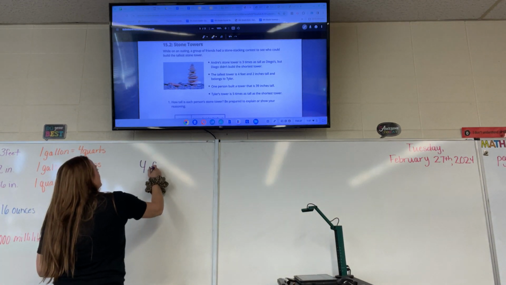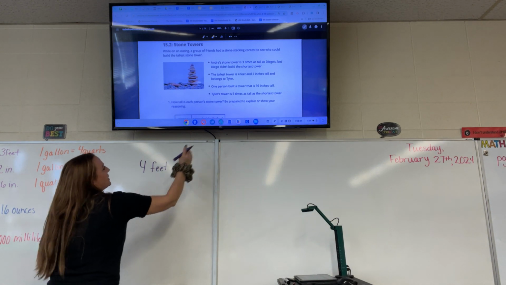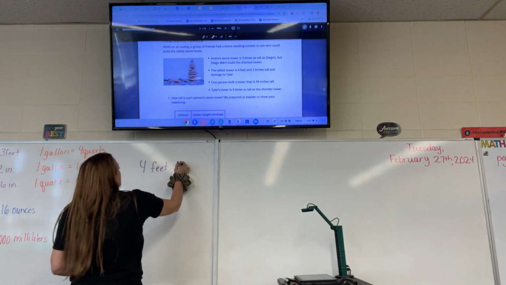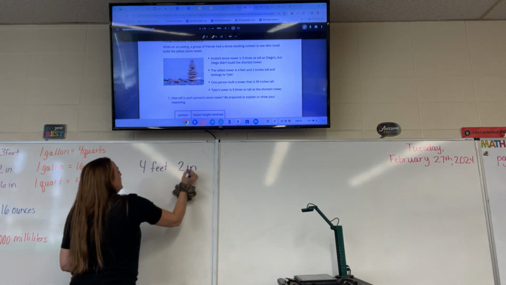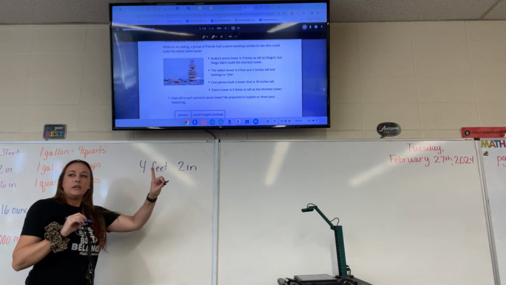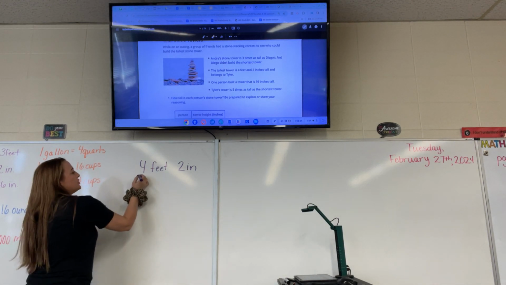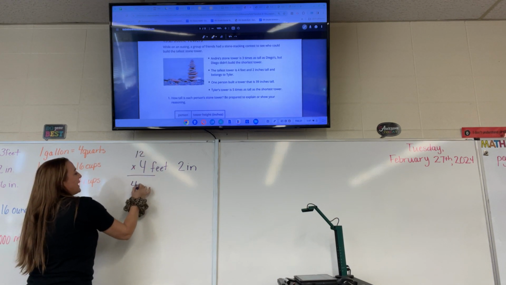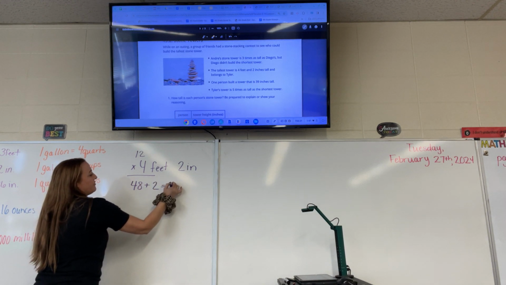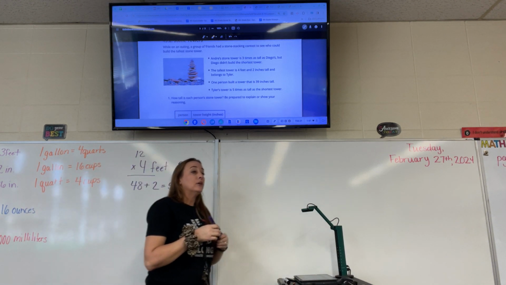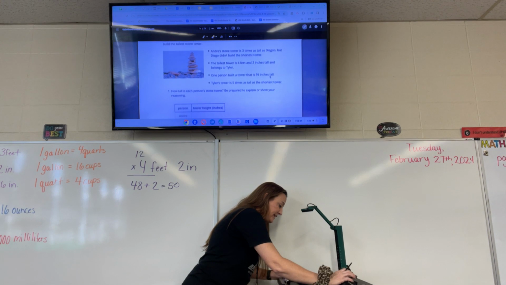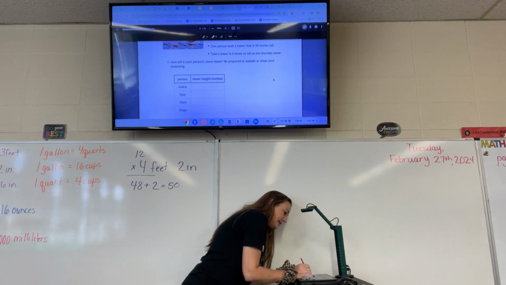We have to make that into inches because on the tower where we're recording, it wants their height in inches. So 4 feet, 2 inches. How many inches are in 1 foot? 12. So we have 4 feet. 12 times 4 is what? 48 plus 2 more? 50. So Tyler's tower, the tallest tower, is 50 inches. So we're going to write next to Tyler's name 50 inches. Okay?